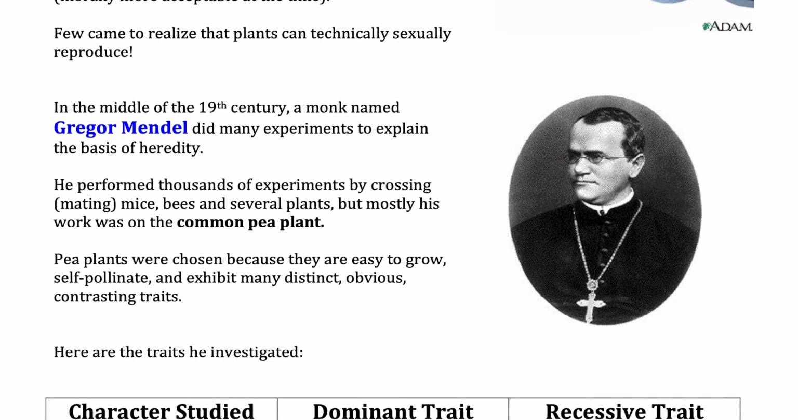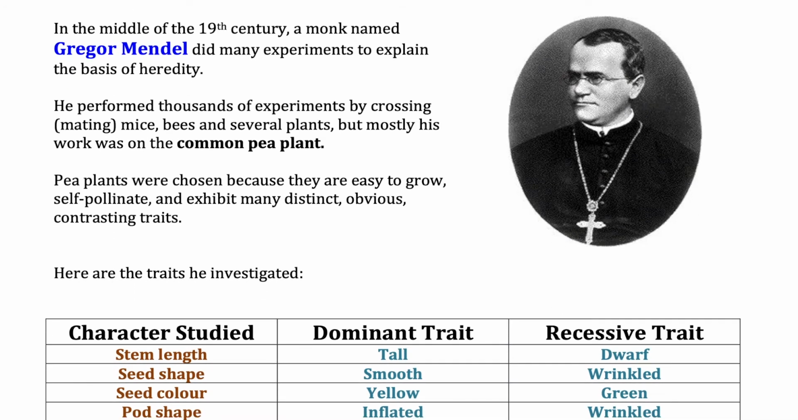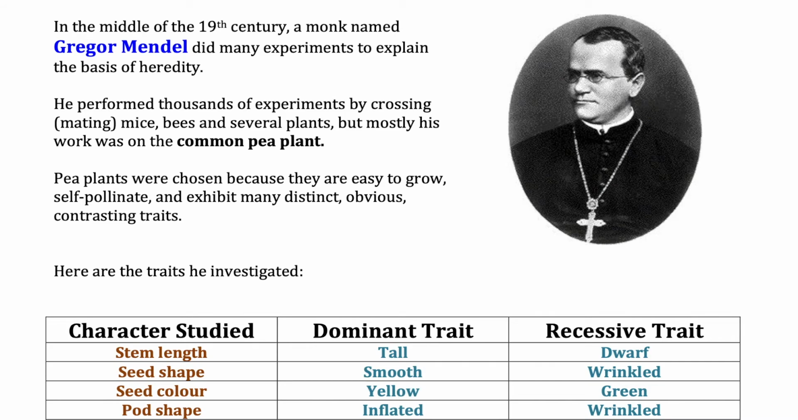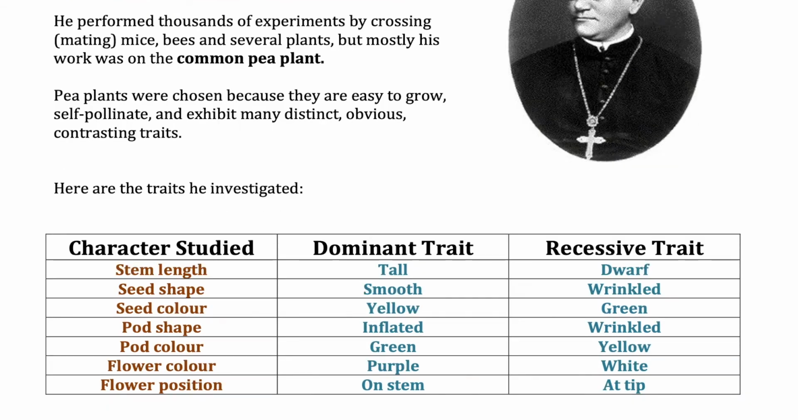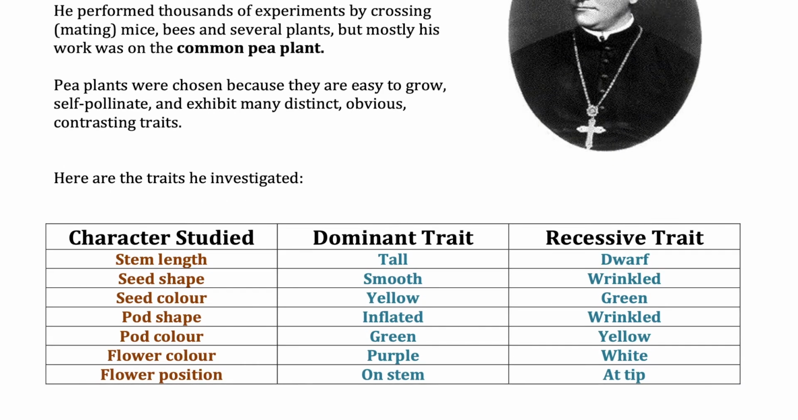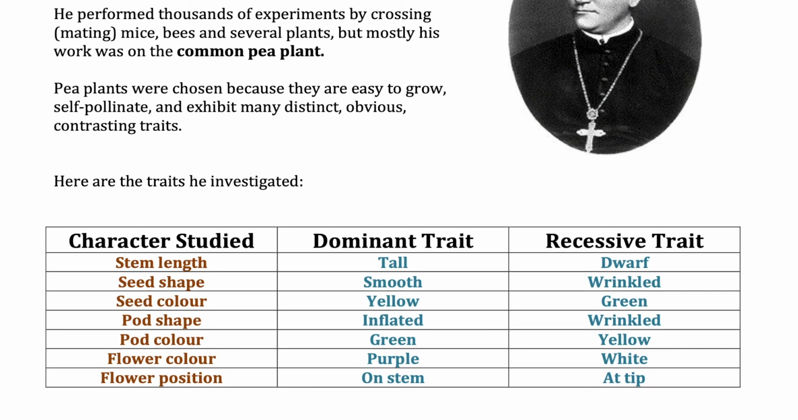In the middle of the 19th century, a monk named Gregor Mendel did many experiments to explain the basis of heredity. He performed thousands of experiments by crossing or mating mice, bees, and several plants, but mostly his work was on the common pea plant. Pea plants were chosen because they are easy to grow, self-pollinate, and exhibit many distinct, obvious, contrasting traits.